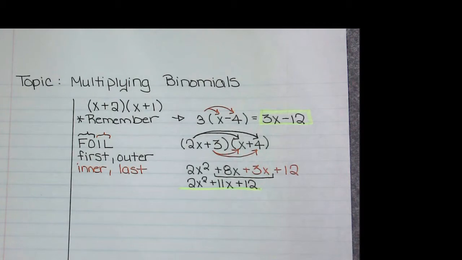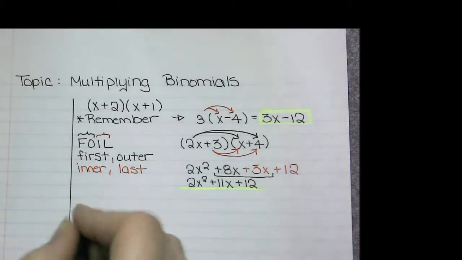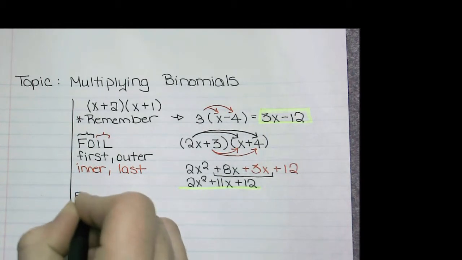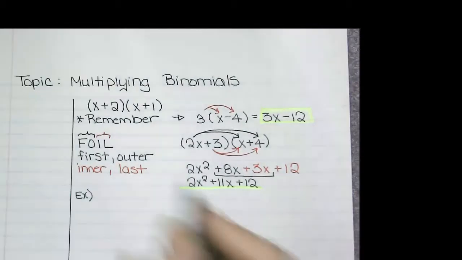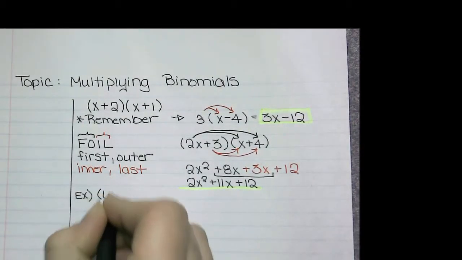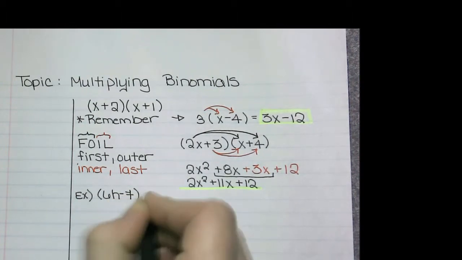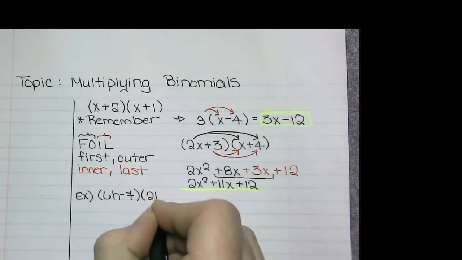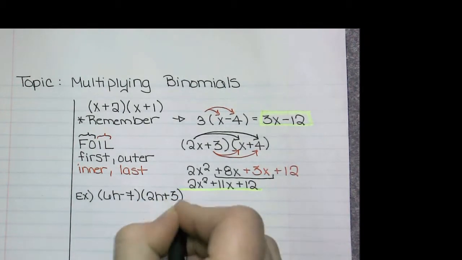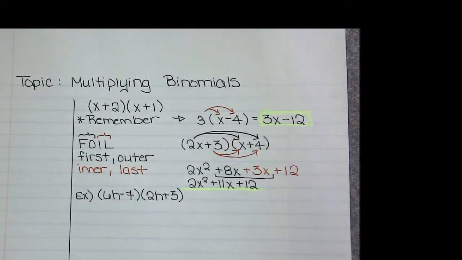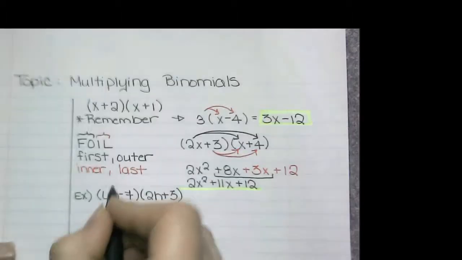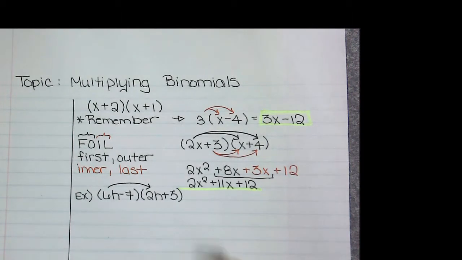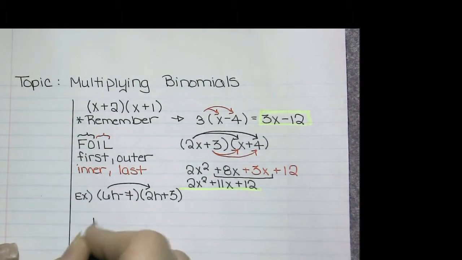Let's look at another example. Let's look at 6h minus 7. We're going to multiply this by 2h plus 3. Alright, using FOIL, I have first, 6h times 2h is 12h squared.